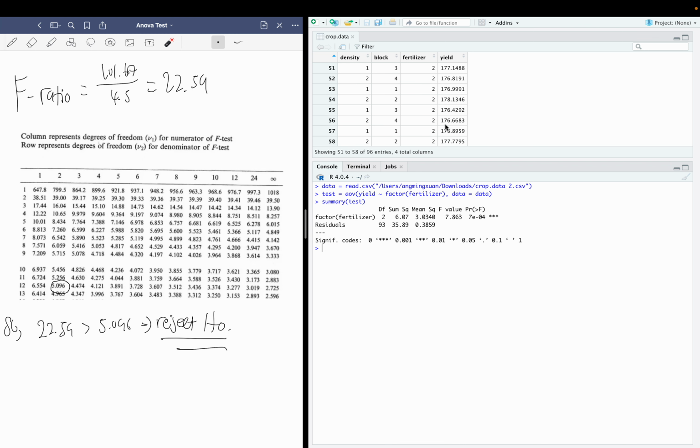To perform the Anova test, you just use the function aov, bracket, yield, tilde, factor, bracket, fertilizer. This factor is to tell R that it is categorical and there are 3 factors inside. And R will just help compute all the calculations that you need. And with my short introduction earlier, you understand what this sum of squares, mean of squares, and the F value mean, and how they are all computed. They will give you the P value, which you can easily determine is less than 0.05, or less than your significance level, so that you can reject H0 accordingly.